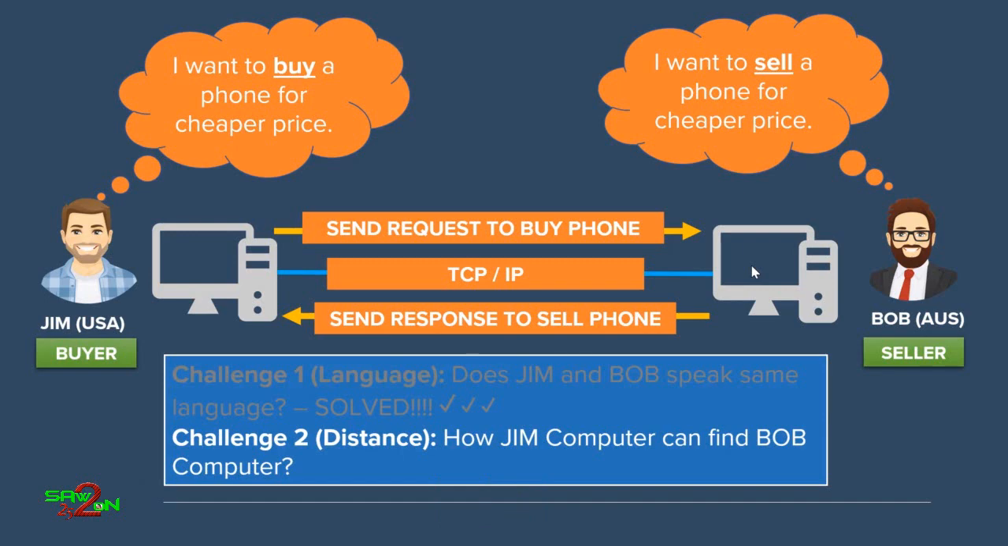So let's look at challenge number 2, which is distance. How can Jim's computer find Bob's computer? Let's understand this by understanding what the internet is. All right, so let's jump into another lecture and understand what the internet is.